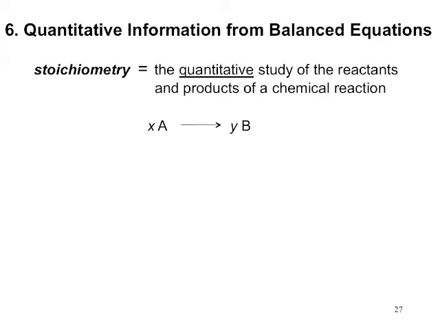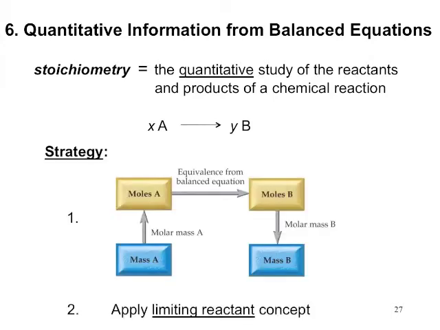So we're going to study stoichiometry. Stoichiometry, the name, comes from the Greek stoichion, meaning element, and metron, meaning to measure. So we're measuring amounts of things. In general, when you're looking at any stoichiometry problem, the strategy for solving them is represented here.